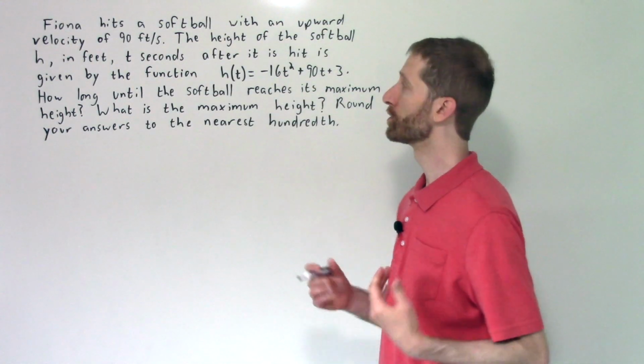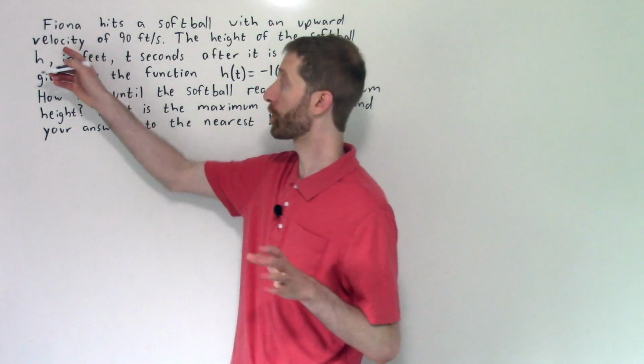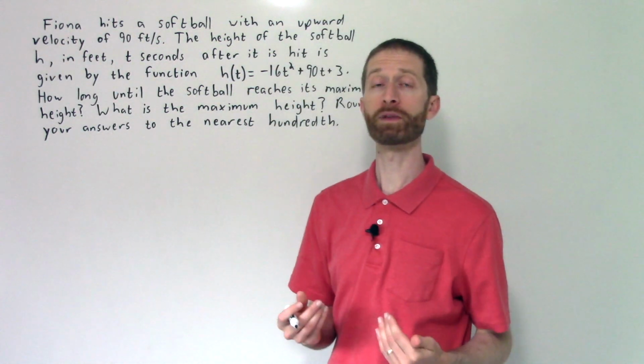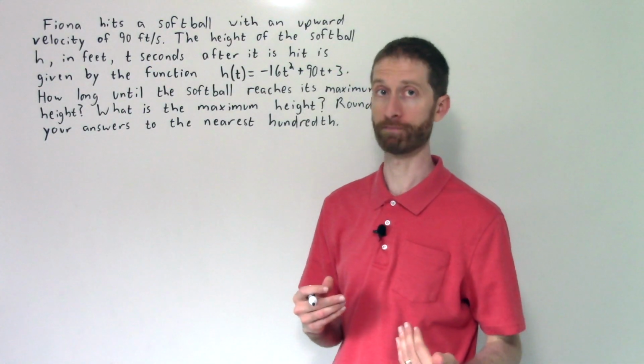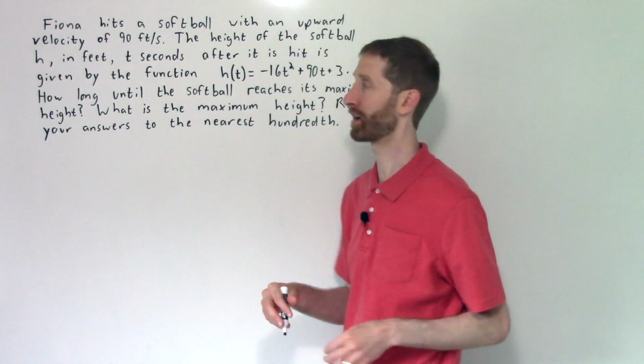So the word problem says, Fiona hits a softball with an upward velocity of 90 feet per second. So we can't really translate anything from that, but I will tell you that velocity, if you don't know what that means, is how fast something is going in a certain direction, right? So it's like speed with direction. It's going 90 feet per second, it's pretty fast.